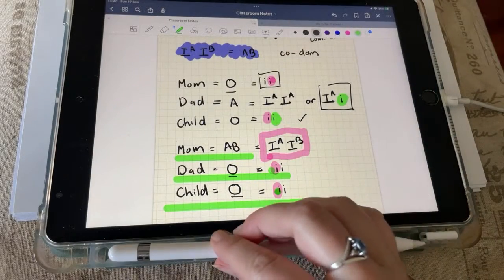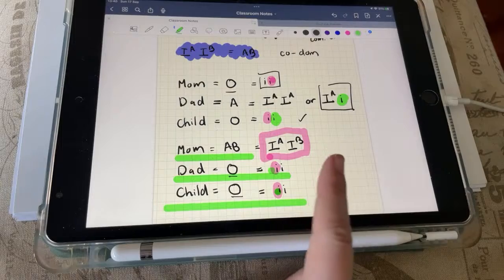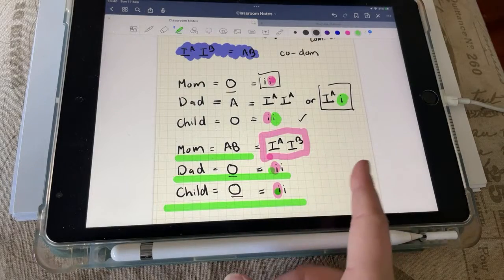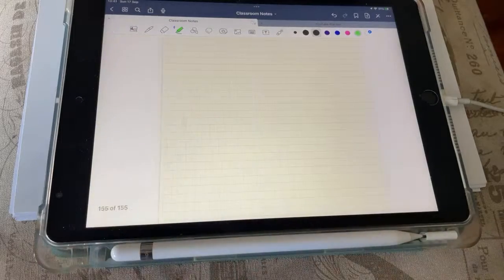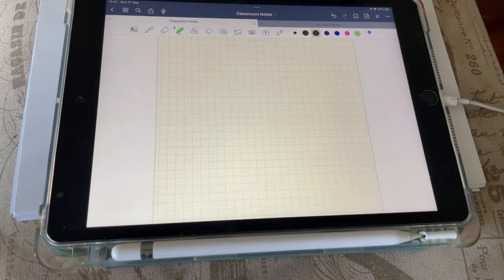Okay, so I am going to just look at the comments, and then I'm going to move on to evolution, because I know that's probably your biggest concern for tomorrow.